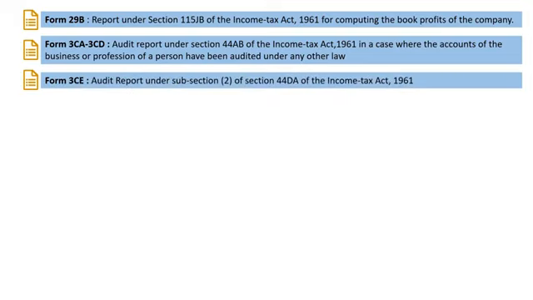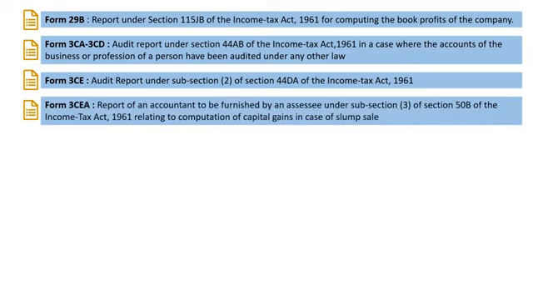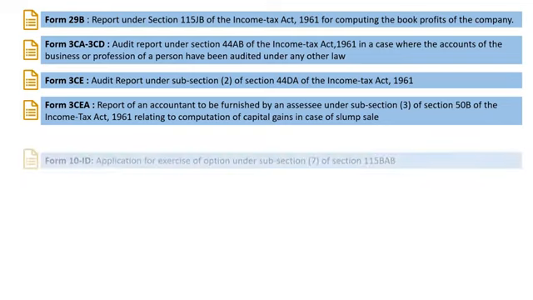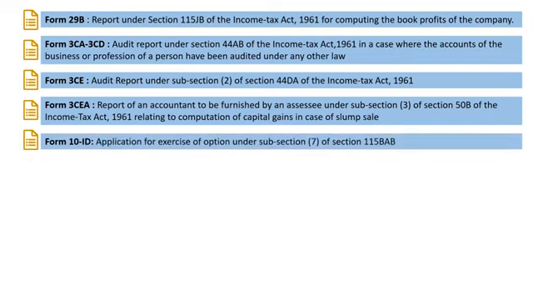Form 3CE, which is audit report under subsection 2 of Section 44DA of the Income Tax Act. Form 3CEA, which is report of an accountant to be furnished by an assessee under subsection 3 of Section 50B of the Income Tax Act relating to computation of capital gains in case of slump sale. Form 10ID, which is to be filed for exercising the option under subsection 7 of Section 115BAB.